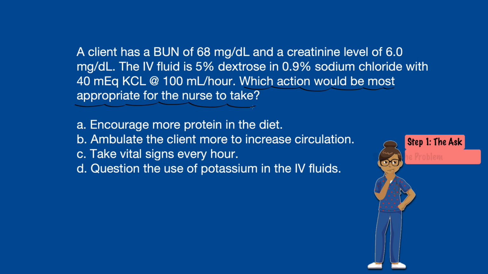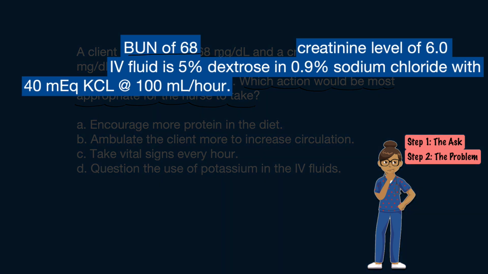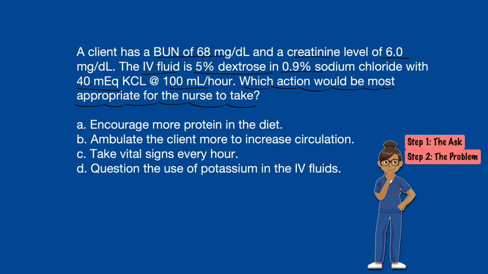Now, step 2 is we need to find the problem. Remember that the problem doesn't mean that there's always something wrong. The problem really is just taking all the data that the question is providing you, so you know what your scenario is, what you're working with. This question's telling you the client's got a BUN of 68, a creatinine of 6, they're getting IV fluids, it's 5% dextrose, normal saline, with 40 MEQs of potassium, going at 100 mLs an hour. So that's the data that we have.